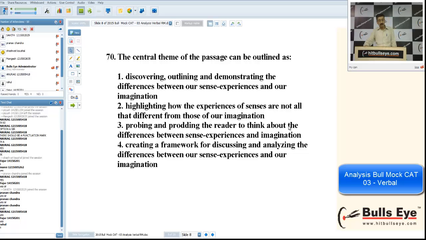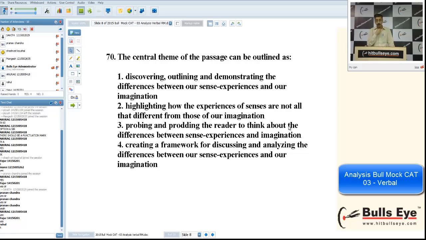It says discovering, outlining, demonstrating the difference between our sense experience and our imagination. The second half is fine, differences, but here the author did not try to discover or outline. He didn't outline anything or demonstrate anything. So these three words are very weak with respect to the passage. And the fourth, I think, is fine.